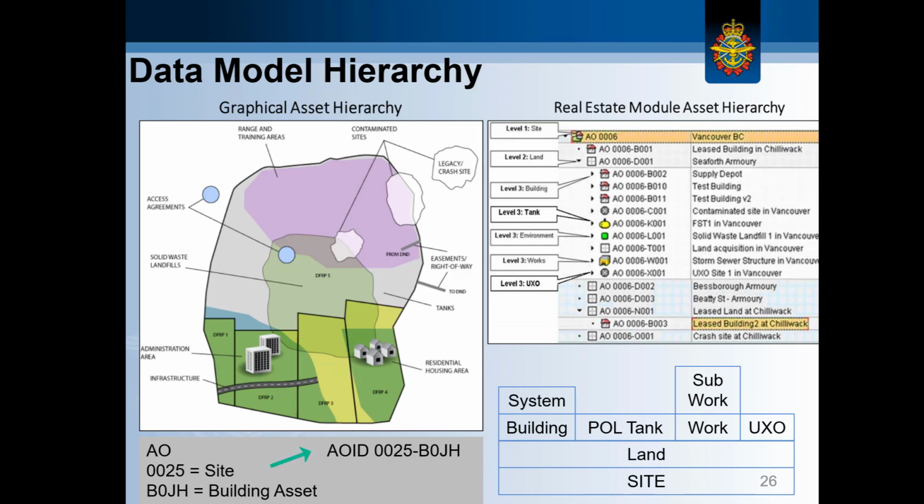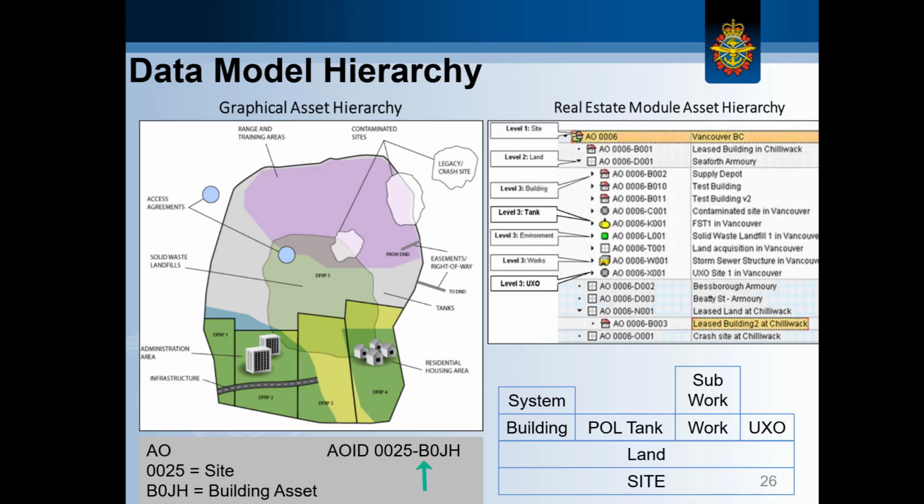An AOID is a unique identifier for an asset. Now, the first 4 digits of an AOID will link to the site where that asset resides. The second set of 4 digits will then refer to that specific asset. And the initial letter for those 4 digits will then tell you what type of asset you're dealing with.